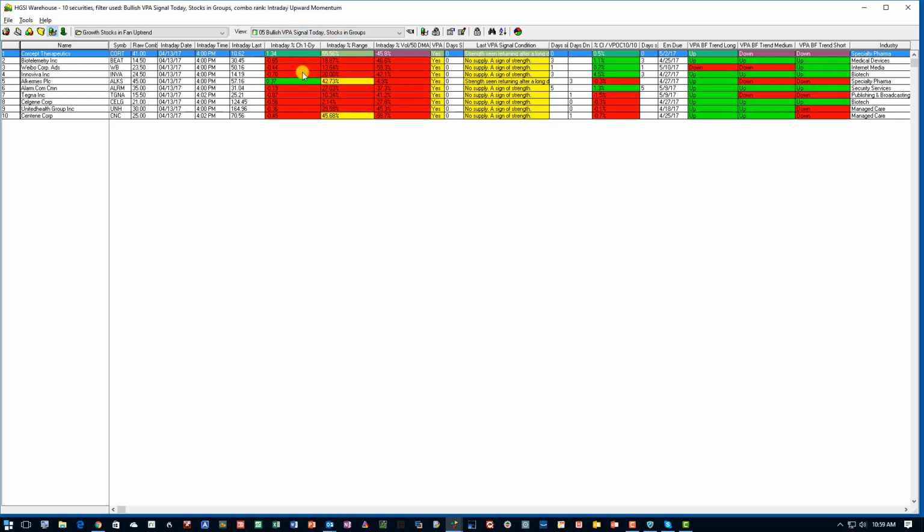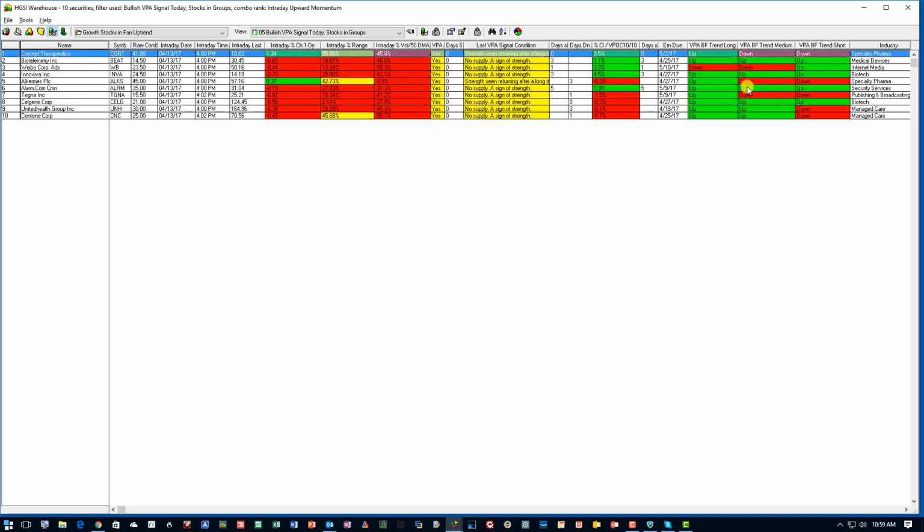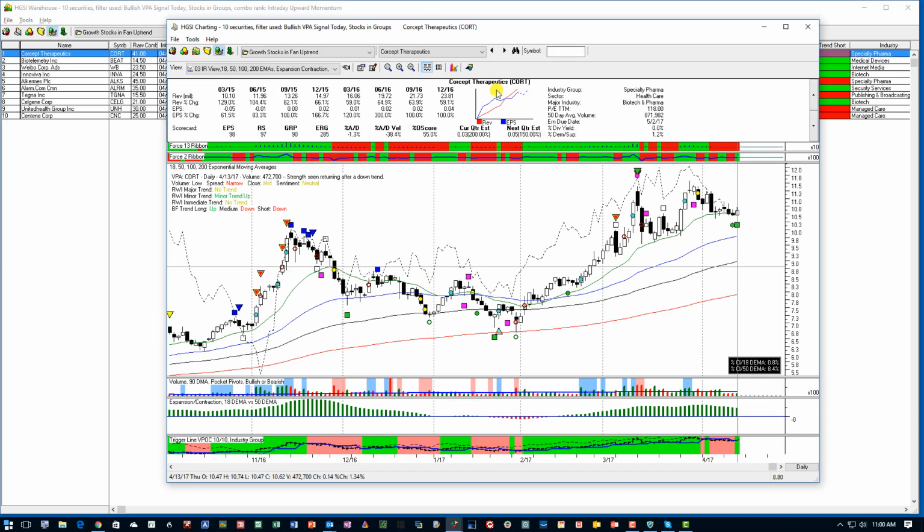Don't pay a lot of attention to these numbers over here, we're going to be looking at the individual charts. Now, going over here to the trends, some of the trends are still strong. I'm using a combo rank called intraday upward momentum on this. But I'm just going to look through these stocks individually.